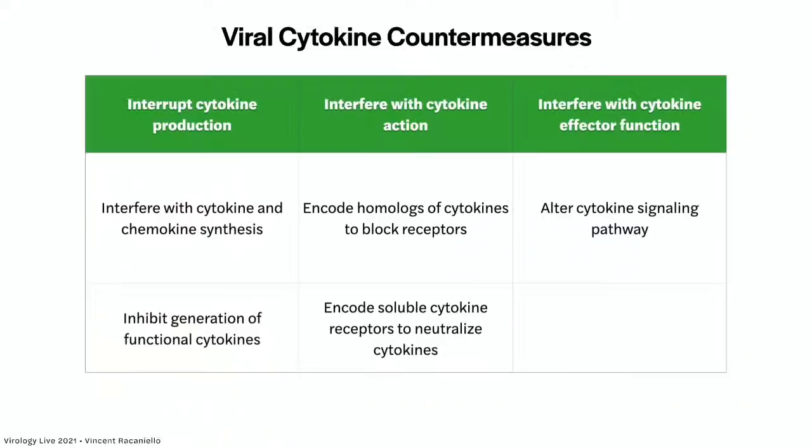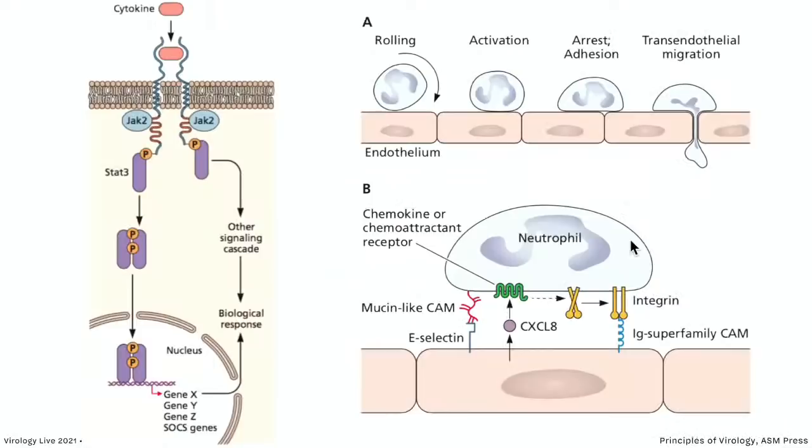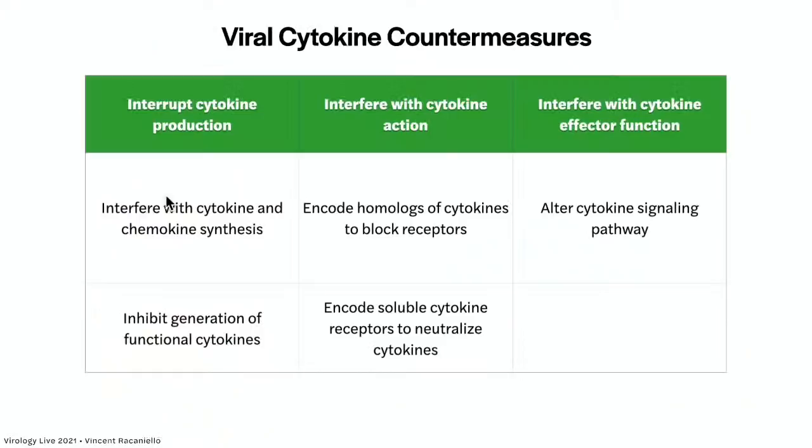And virus genomes also encode soluble cytokine receptors that are floating around in our fluids that bind up all the bona fide cytokines and prevent them from acting. Amazing. It's amazing. Most of these are in the genome of large DNA viruses. And then there are some viral proteins that interfere with signaling pathways, as we saw here, downstream of cytokine binding to receptors.